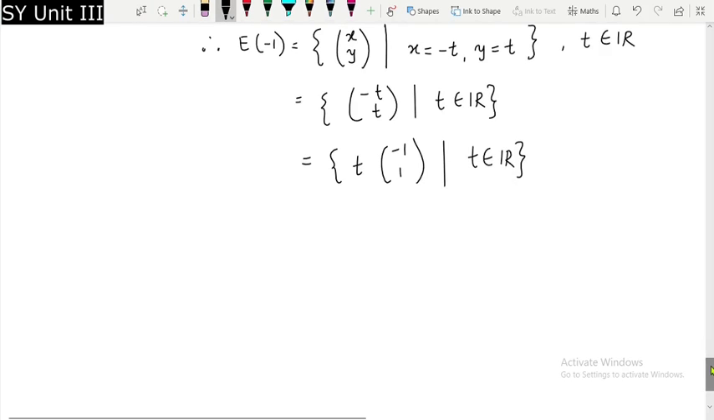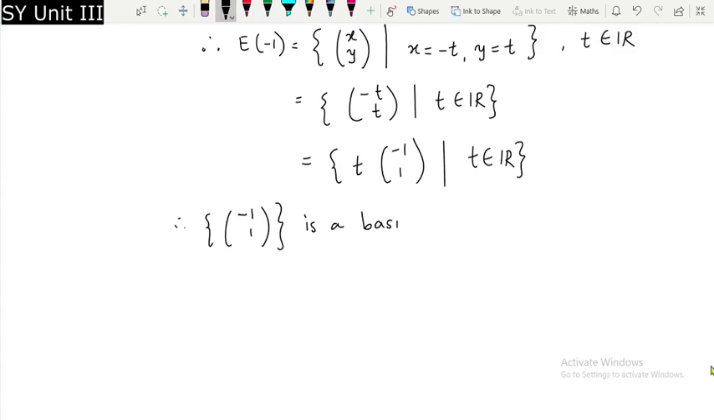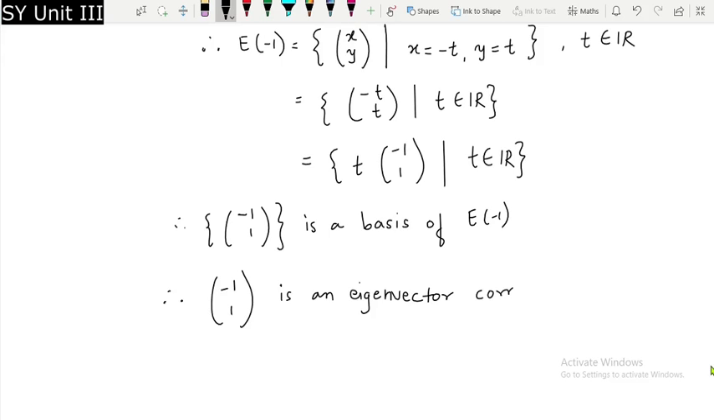Therefore what is the basis? The set containing the column vector (minus 1, 1) is a basis of this eigenspace E of minus 1. Therefore what is the eigenvector? Whatever the basis of the eigenspace is, the vectors in the basis set are nothing but eigenvectors. Which vector is present in the basis set? That is the column vector (minus 1, 1). So that is our eigenvector. Therefore I'll say (minus 1, 1) is an eigenvector corresponding to eigenvalue minus 1. I am saying an eigenvector, not the eigenvector. Keep it in mind, an eigenvector is not unique.